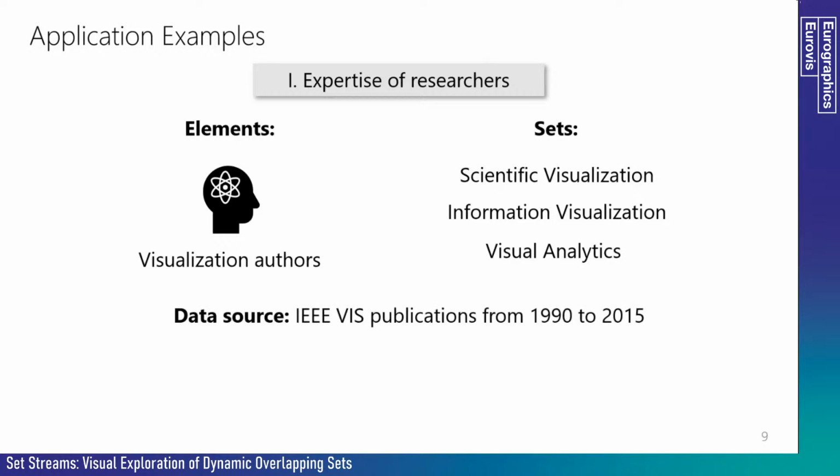We can extract this information from the publications at the IEEE VIS conference. We consider the time span from 1990 to 2015 and divide the publications by conference tracks: SciVis, InfoVis, and VAST. Please note that the original VIS conference is considered here as a predecessor of SciVis.